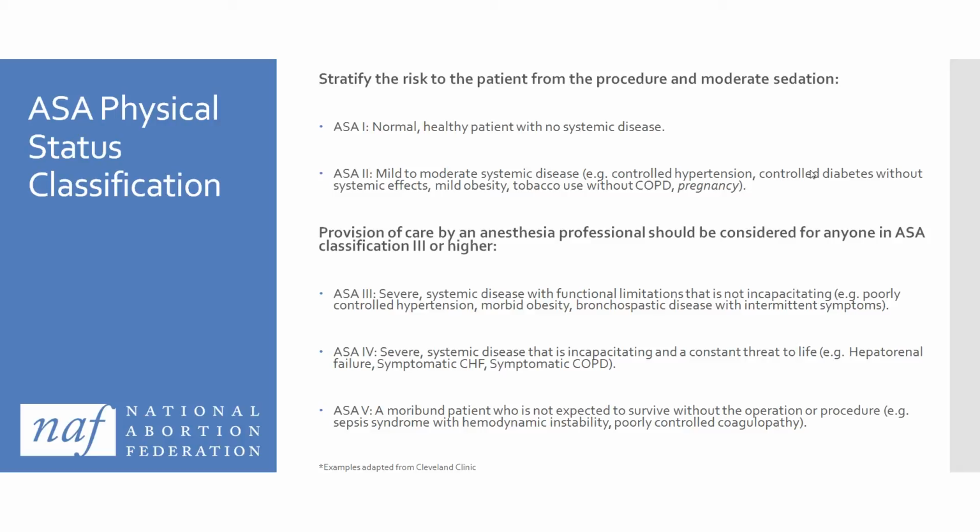Another way patients should be screened for moderate sedation eligibility is with the ASA Physical Status Classification System. There are 5 levels of classification based on the degree of physical status. ASA 1 individuals are normal, healthy patients with no systemic disease. ASA 2 individuals may have mild to moderate systemic disease. For example, this may include controlled hypertension, controlled diabetes without systemic effects, mild obesity, or tobacco use, or, as the Cleveland Clinic has suggested, pregnancy.